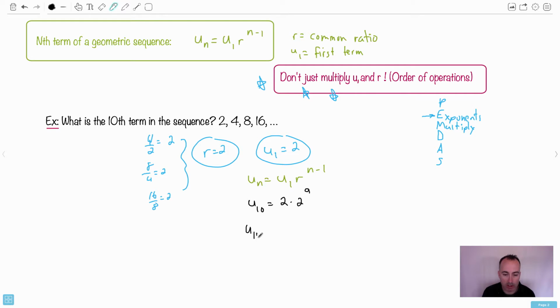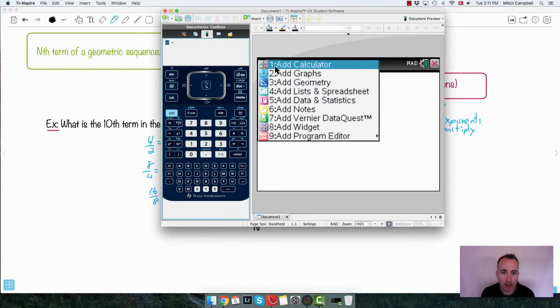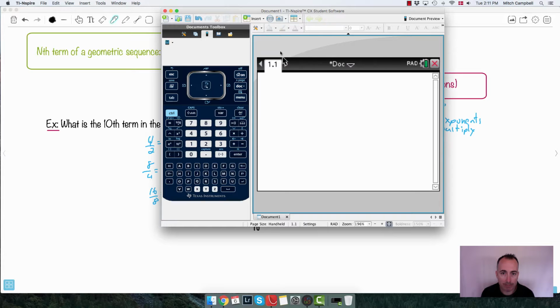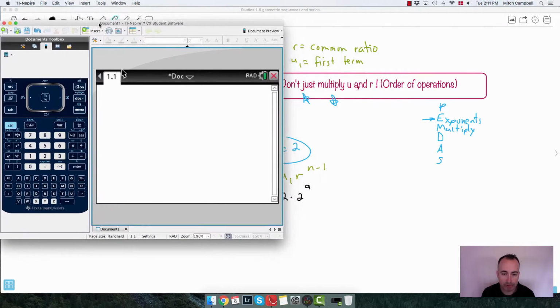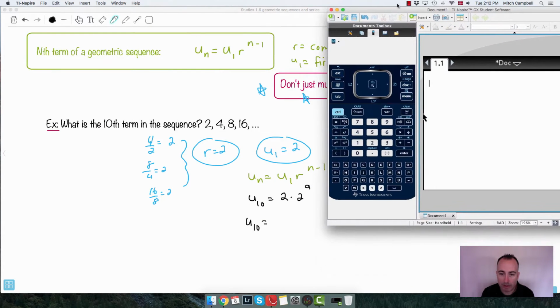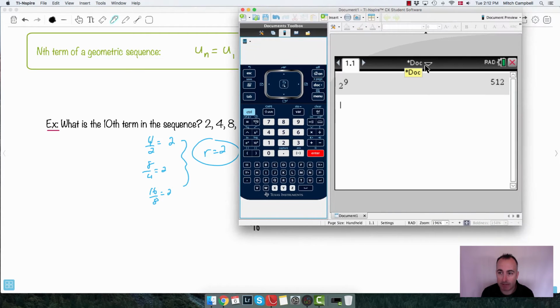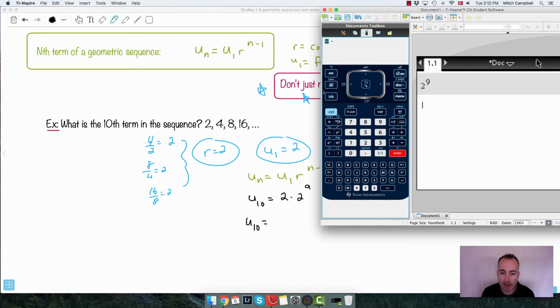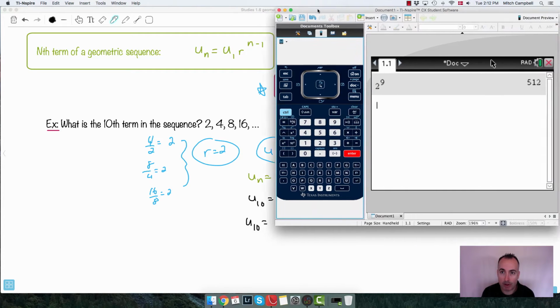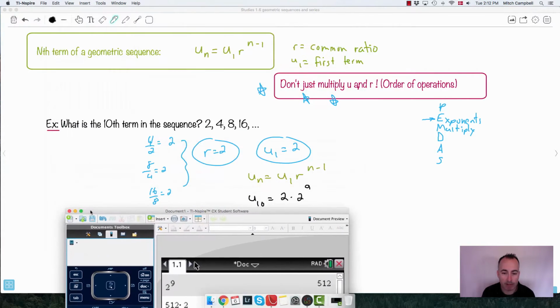So let's do that on our trusty calculator. So I get out my calculator. Here we go. So I'm going to do 2 to the power of 9. Enter. So I get some answer here. So 512. I take that 2 to the power of 9 and I multiply that by 2. So this times 2, this is my answer, 1024. Okay, so that's my answer.